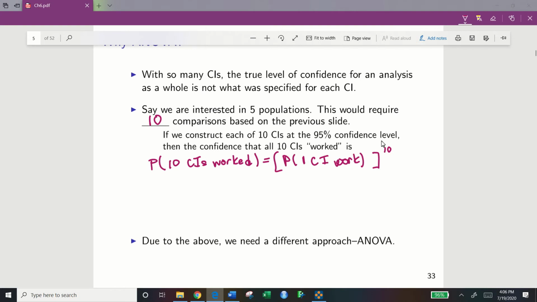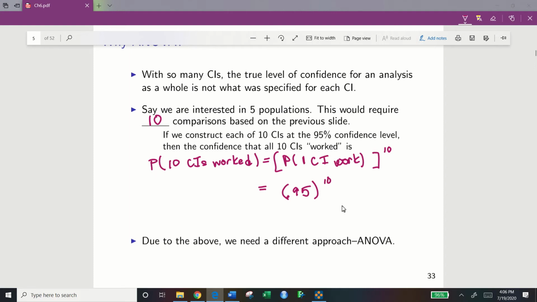And when I mean worked, I mean that we successfully captured that true parameter. And so again, just a little bit of review of our probability. So the probability that 10 confidence intervals work is equivalent to the probability that one confidence interval worked raised to the 10th power. And we know that the probability, we'll say, of our confidence interval working, we'll put it at 95%.